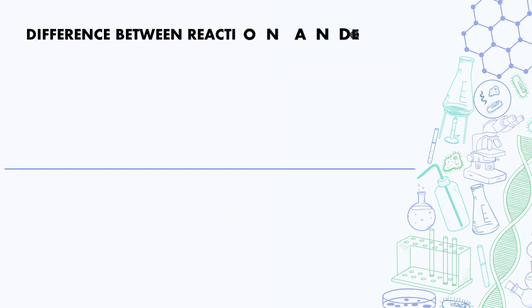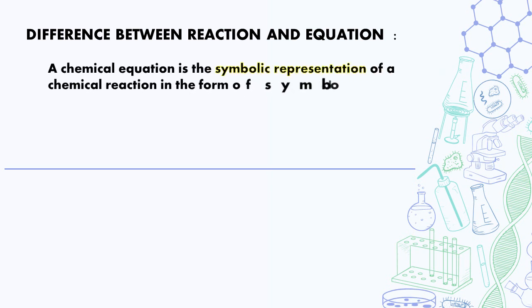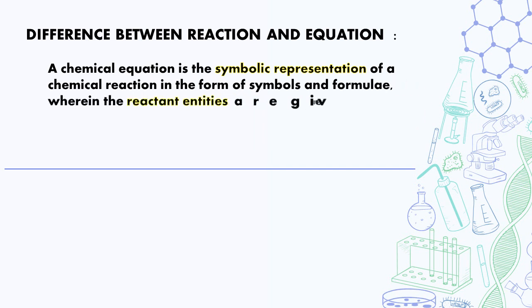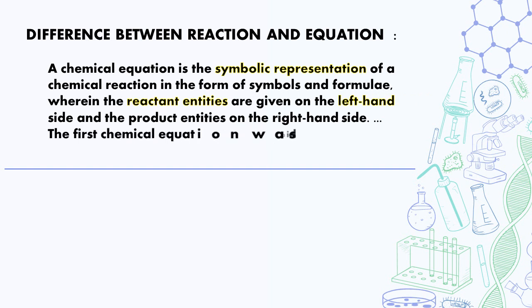Now let us see the difference between a chemical reaction and an equation. A chemical equation is a symbolic representation of a chemical reaction in the form of formulas or symbols, wherein the reactant entities are given on the left side and the product entities on the right side. The first chemical equation was diagrammed by Jean Beguin in 1615.